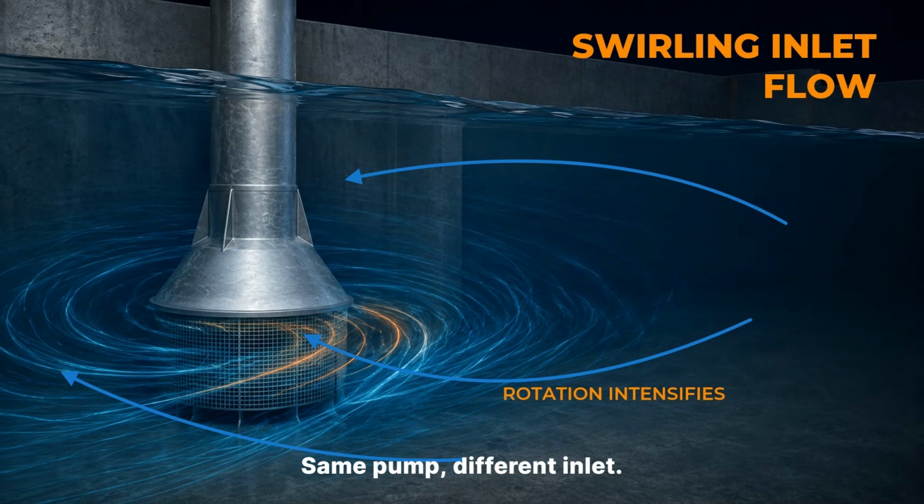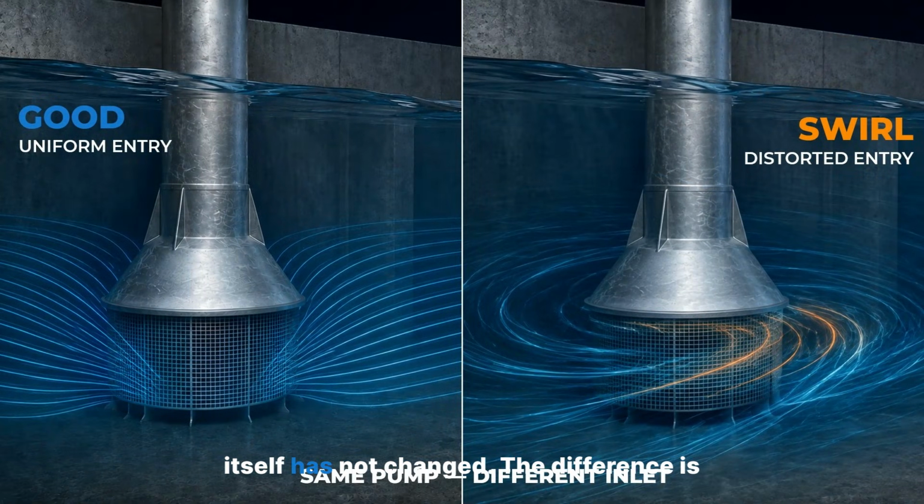Same pump, different inlet. Notice something important. The pump itself has not changed. The difference is the condition of the incoming flow. On one side, we have a relatively uniform approach. On the other side, we have strong swirl and a distorted inlet condition. Same pump, different inlet flow, and potentially very different behavior.